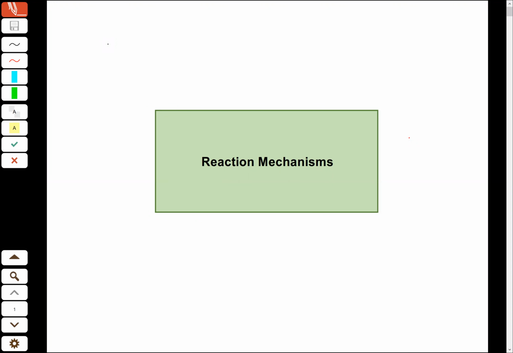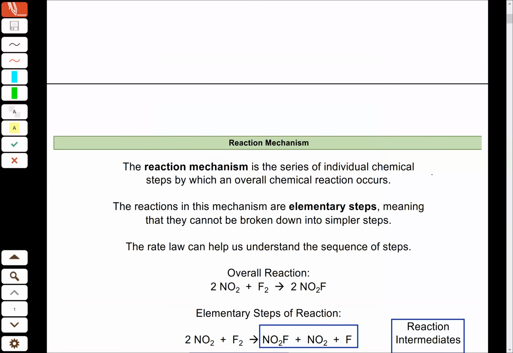Okay, today we are going to talk about reaction mechanisms and catalysts. We're going to go through the lecture slides, and I've made a few changes to adapt for the fact that we do not have a whiteboard today. So hopefully you'll be able to follow along easily. We'll start out with reaction mechanisms.